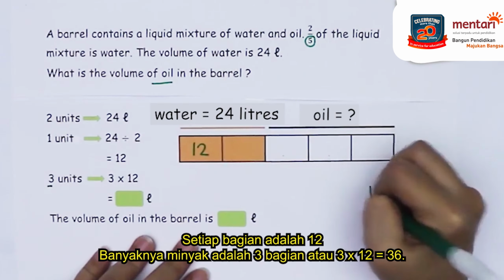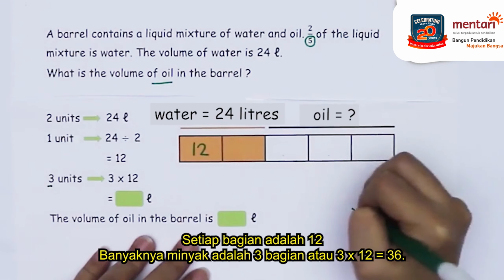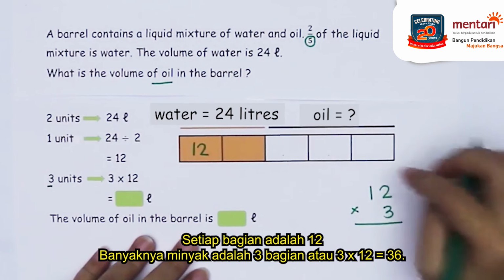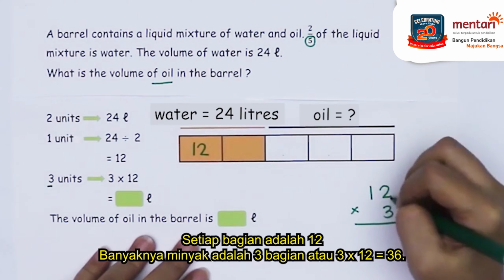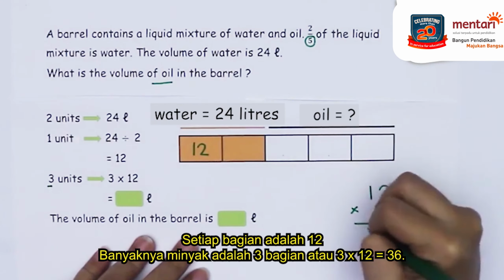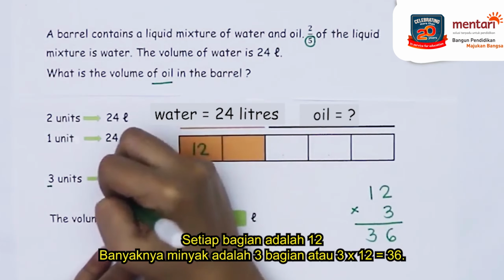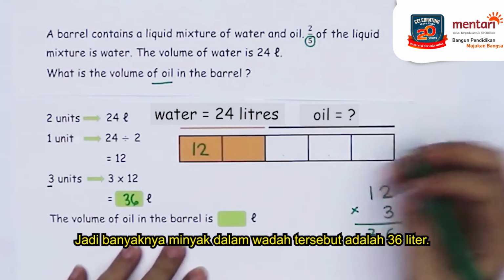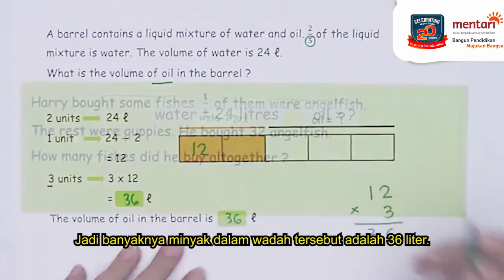You can always do your working on the side if you are not sure. Remember, when we multiply, start with the ones first. 3 times 2 is 6. 1 times 3 is 3. Therefore, the answer is 36 liters. So the volume of oil in the barrel is 36 liters.